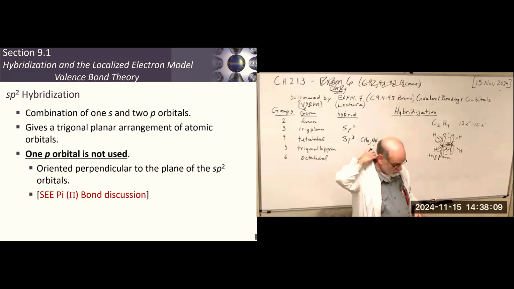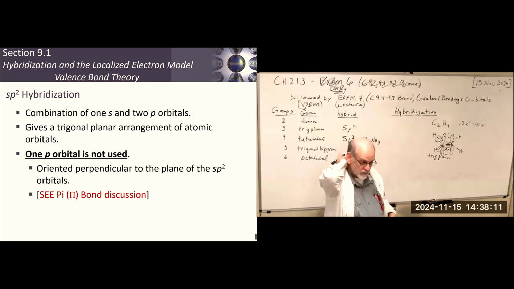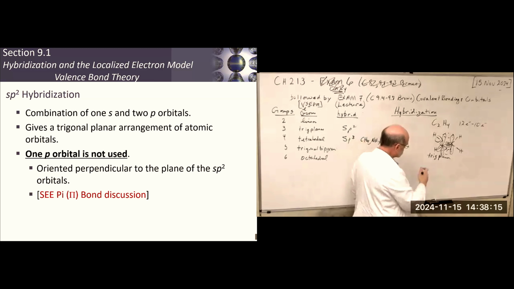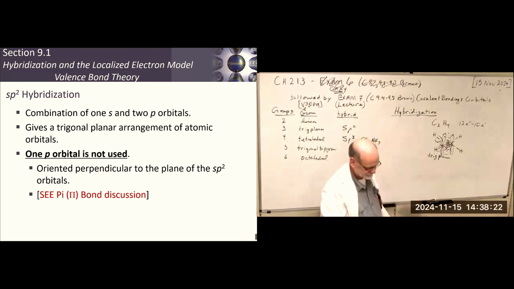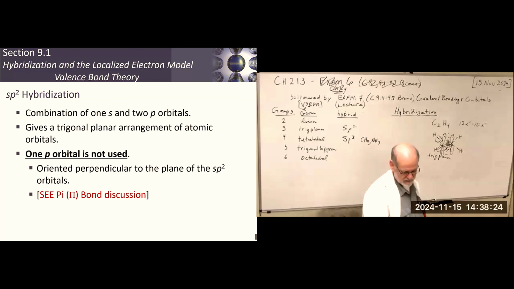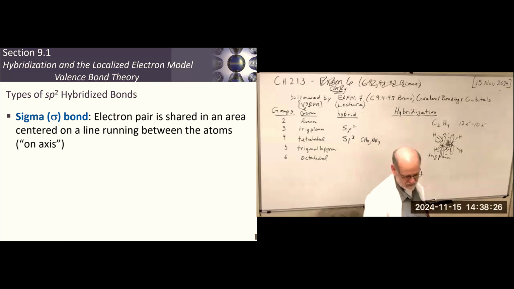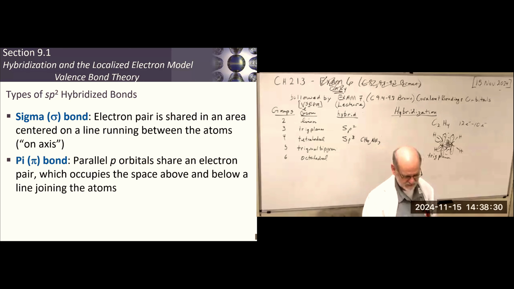Okay. So dinitrogen would have a triple bond, which means one sigma and two pi's. So in this case, we have a sigma here and a pi. Pi bonds are always formed from sideways overlapping p orbitals.